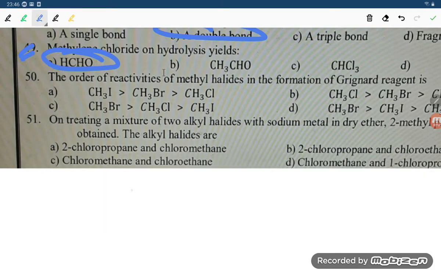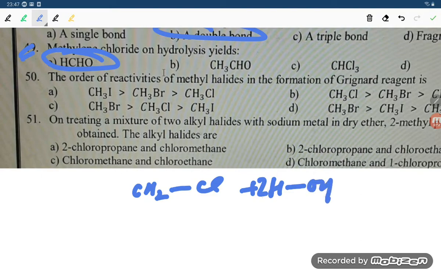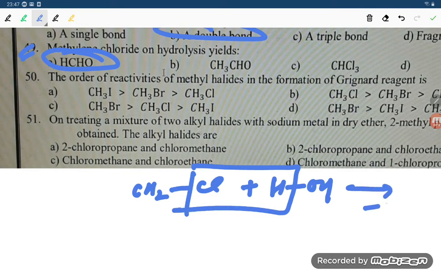How can you draw that one? CH2Cl2 reacting with HOH. It will not be 2 moles, it is only one water molecule. HCl will come out, minus HCl. So what will be left out? HCHO will form. So the correct option will be option number 1.